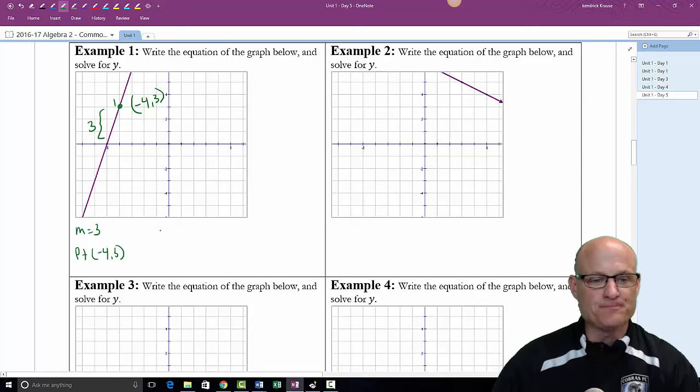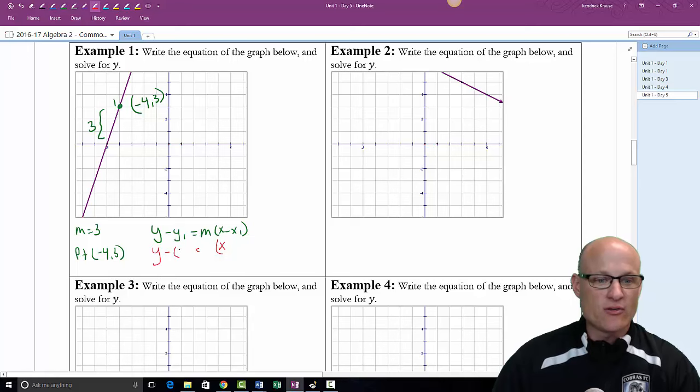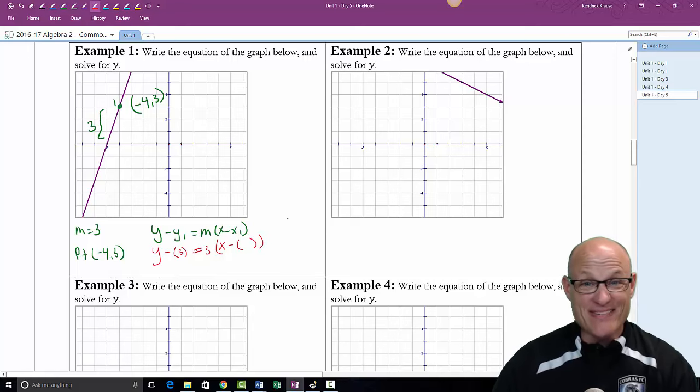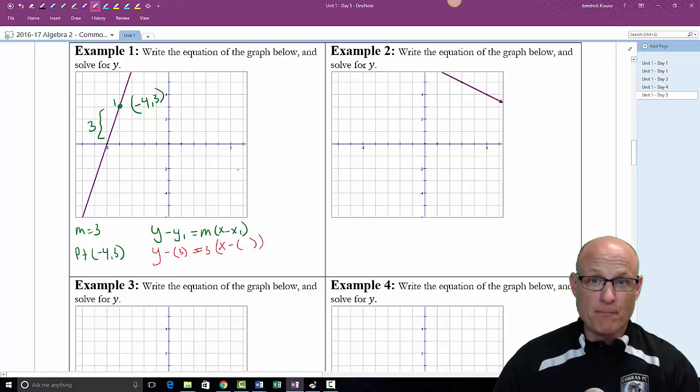All right, no problem. So we're going to use y minus y1 equals m times x minus x1. So we plug in what we know, and remember that the y and the x are the only things that aren't going to change. Everything else is going to change. So we're going to do y minus 3 equals 3 times x minus. Now remember, anytime you substitute, use parentheses.